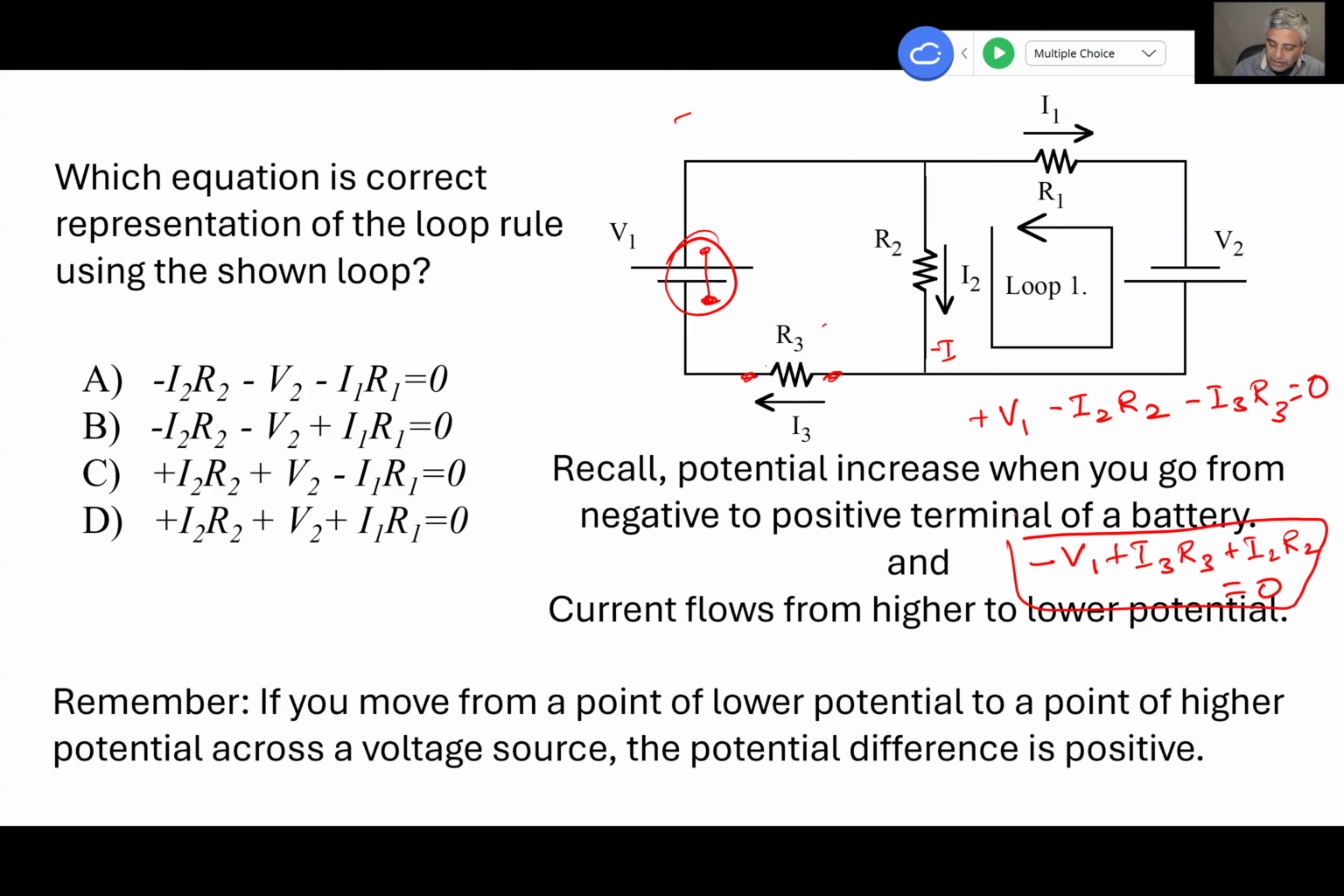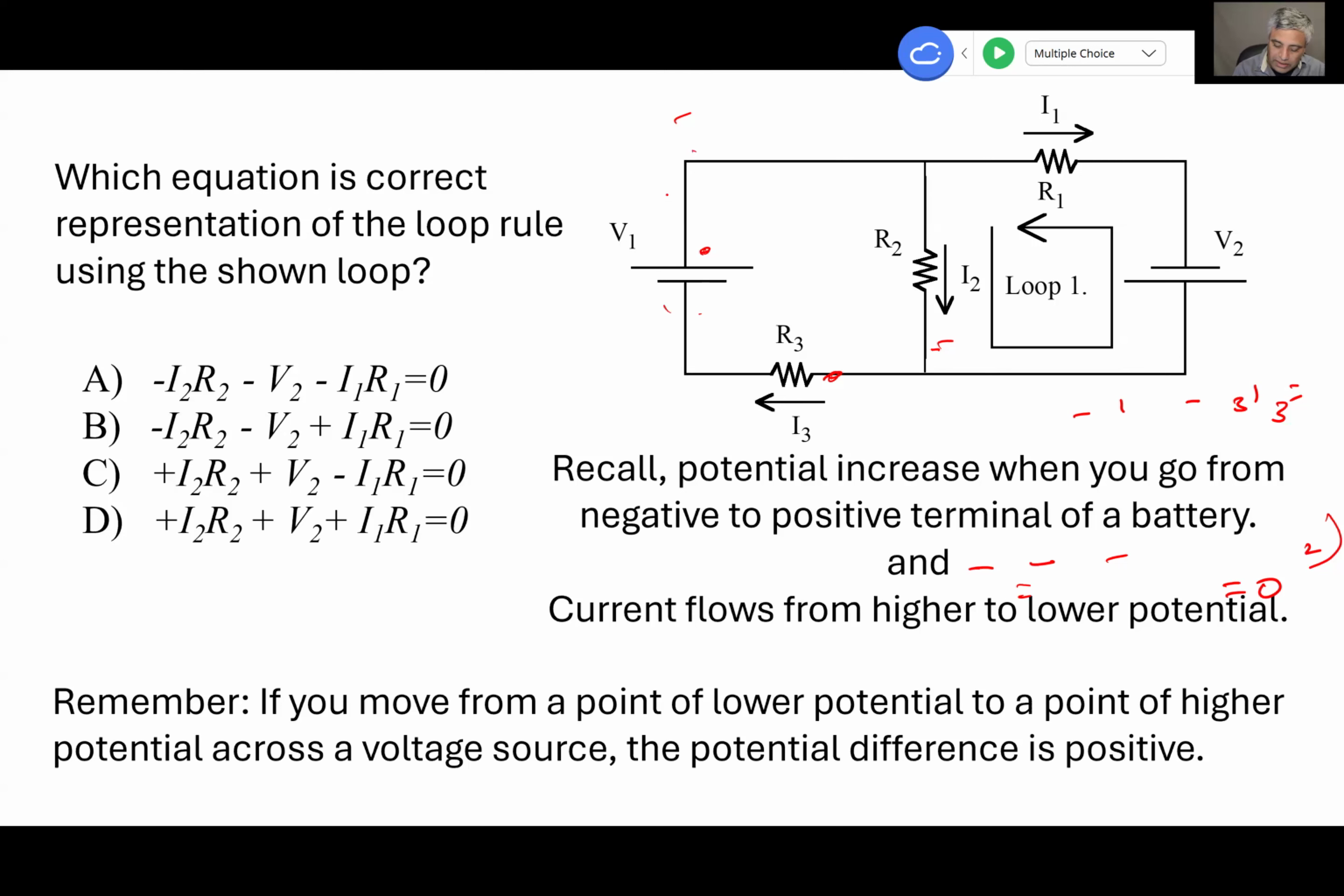But mathematically speaking, these two equations are the same. I can multiply by a negative sign on both sides, so negative 0 is still 0. When I open this parenthesis, this becomes positive, this becomes negative, this becomes negative. So which way we choose the loop does not make a difference. But once we have a loop, we need to be able to write it correctly. So that is that. And now we can have a third loop, for example.